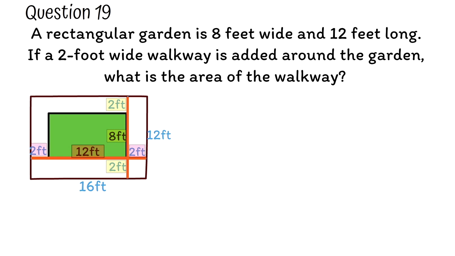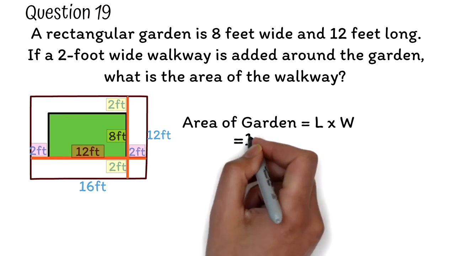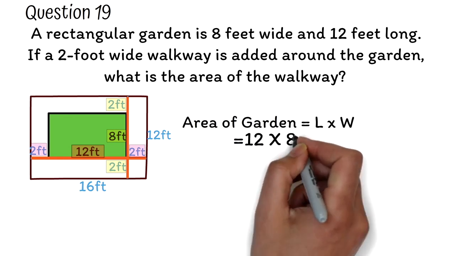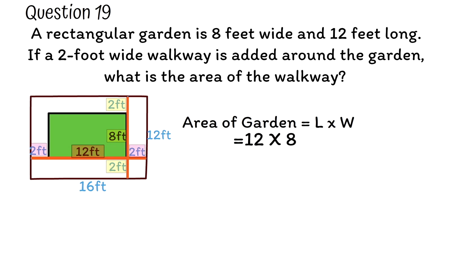Since the garden is rectangular, the area of the garden is equal to length times width. The length is 12 multiplied by the width, which is 8. Multiply 12 by 8, and that will give us 96 feet squared. We have to also know the area of the garden plus the walkway.